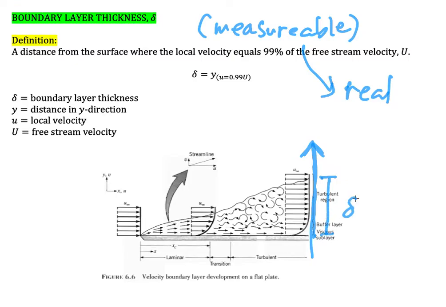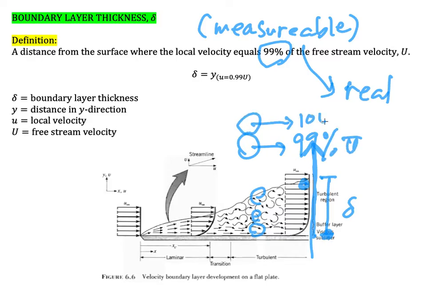It means a distance from the surface, I mean the solid surface here, where the local velocity, the velocity u, equals 99% of the free stream velocity capital U. I hope you could understand the idea of 99%. It means that if we have a molecule here, this molecule will have 99% of capital U, and the next molecule will have 100% capital U. So we take the boundary line at 99% of the local velocity. Okay, so this is the idea.